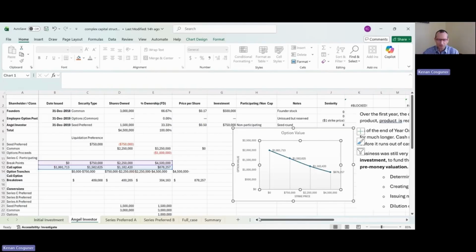We know that preferred shares have a downside protection. Preferred shareholders have the opportunity to get back their money before the common shareholders. The company issued a call option for 1 million shares with a strike price of $1.